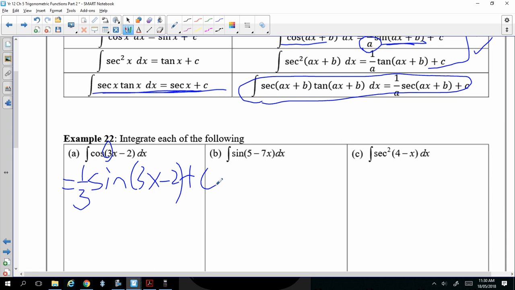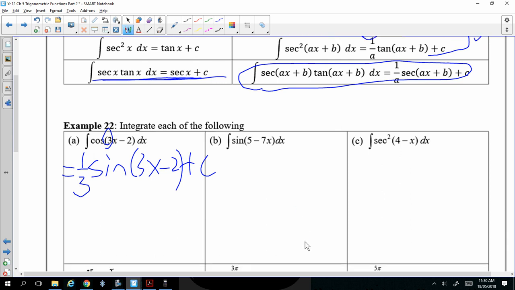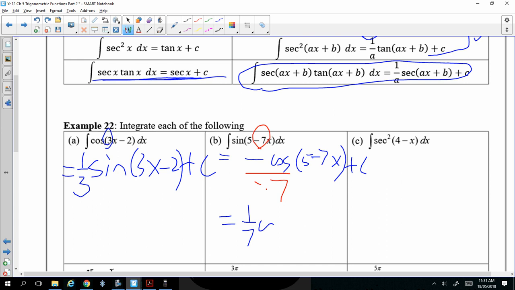And then you try the next one. The integral of sine is negative cos of 5 minus 7x. And then you just divide it by negative 7, plus c. When you divide by negative 7, it becomes positive 1/7 cos of 5 minus 7x plus c. And that gives you the answer.